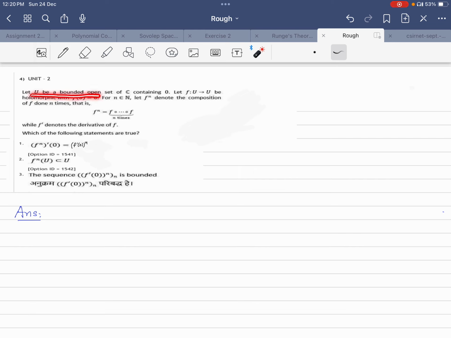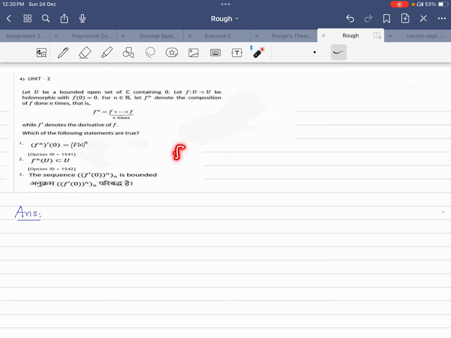Let U be a bounded open set of C containing zero. So it might be the disk or something; it should contain zero. And f is a function from U to U, so the codomain is also U, and f is holomorphic with f of 0 is 0. And f to the power n denotes the composition, so f square will be f composition f. And f prime denotes the derivative. Which of the following are true?